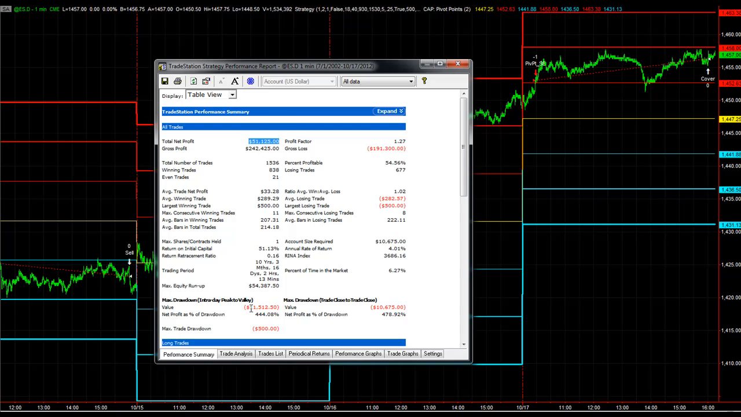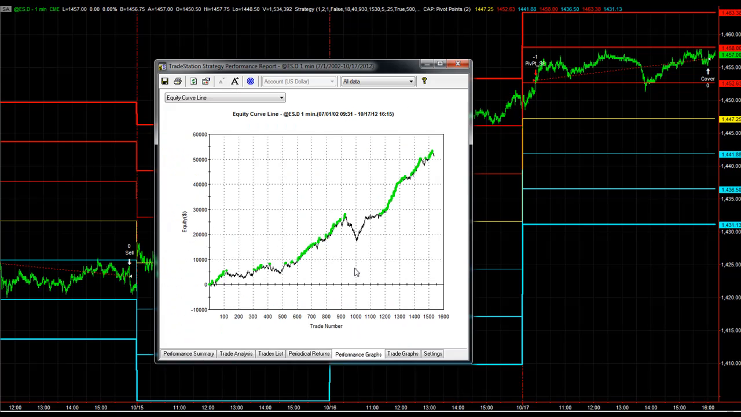$51,125 profit, $11,512.50 drawdown, and $33.28 average trade profit. Here's the equity curve. You see this big drop off. This was during the financial crisis, 2008.